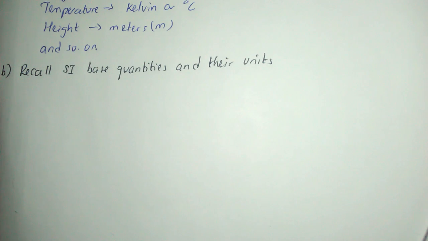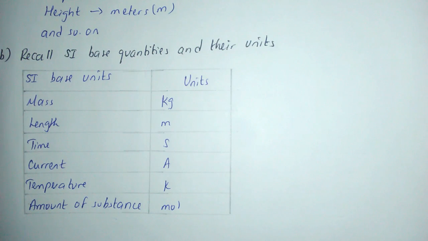Part B of the learning outcome says that we have to recall SI base quantities and the units. I'm just gonna draw a table quickly showing the SI base quantities that you need to know, and their corresponding units. Okay, so here we have it. We have mass, which is measured in kilograms. We have length, SI unit being meters. Time measured in seconds. Current measured in ampere. Temperature measured in Kelvin, and amount of substance measured in mole.